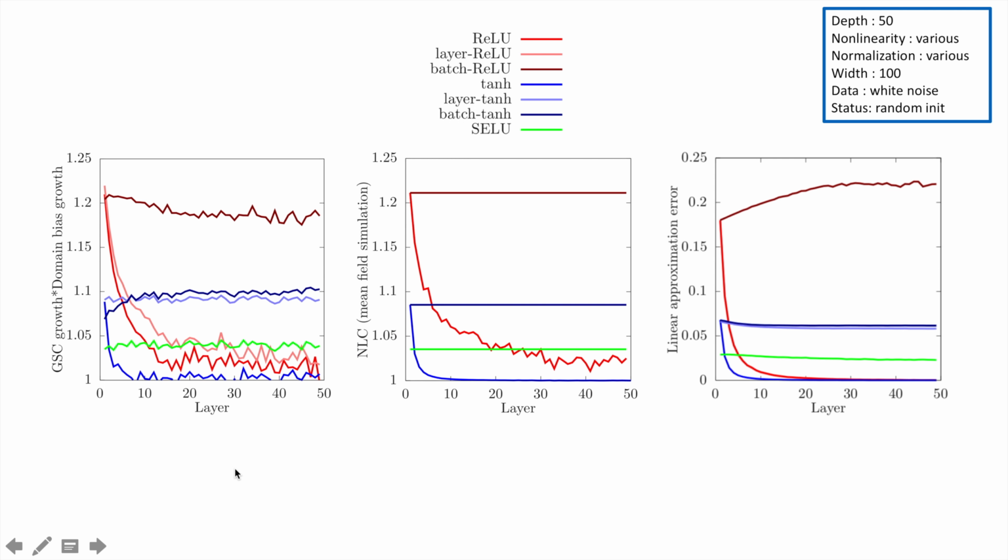Let's put it all together. In the left graph, we show the product of the empirical GSC growth and the empirical domain bias growth at each layer. In the middle graph, we show the NLC at each layer obtained via mean field theory-based simulation. In the right graph, we show the linear approximation error. The correspondence is clear. Note that the layer ReLU curve is shadowed by the ReLU curve in the middle and right graphs, and that the layer tan curve is shadowed by the batch tan curve in the middle graph.